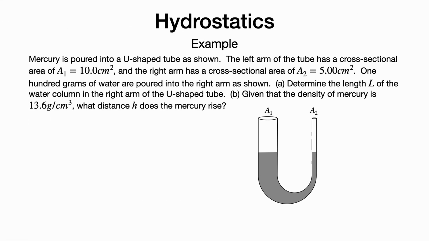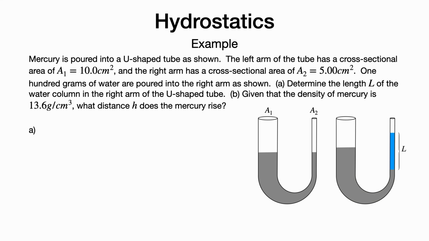Now let's consider an example in hydrostatics. Mercury is poured into a U-shaped tube as shown. The left arm of the tube has a cross-sectional area of A1 equal to 10 square centimeters, and the right arm has a cross-sectional area A2 equal to 5 square centimeters. 100 grams of water are now poured into the right arm as shown. A. Determine the length of the water column in the right arm of the U-shaped tube.